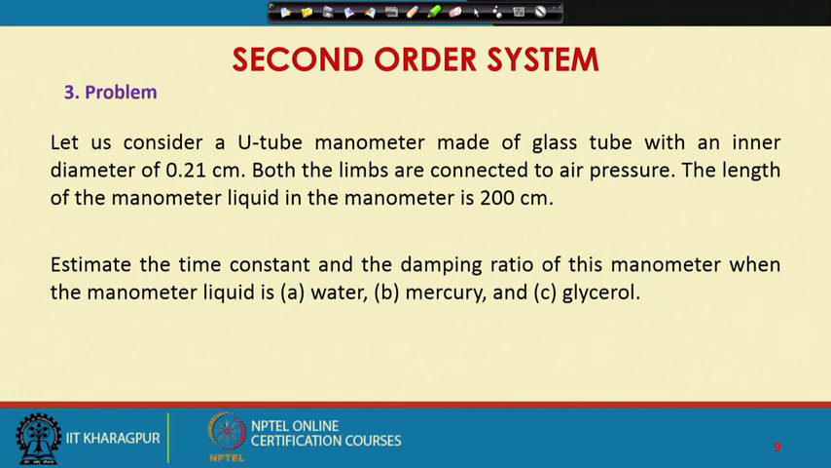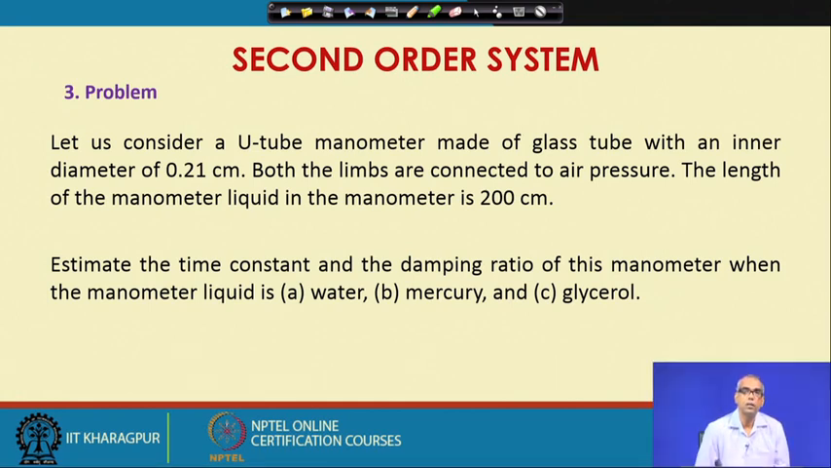Third problem, let us now consider a U-tube manometer. So, it is a second order instrument. So, we will talk about now a problem on response of second order instrument. Let us consider a U-tube manometer made of glass tube with an inner diameter of 0.21 centimeter. Both the limbs are connected to air pressure. The length of the manometer liquid in the manometer is 200 centimeter. We need to estimate the time constant and the damping ratio of this manometer when the manometer liquid is water, mercury and glycerol.